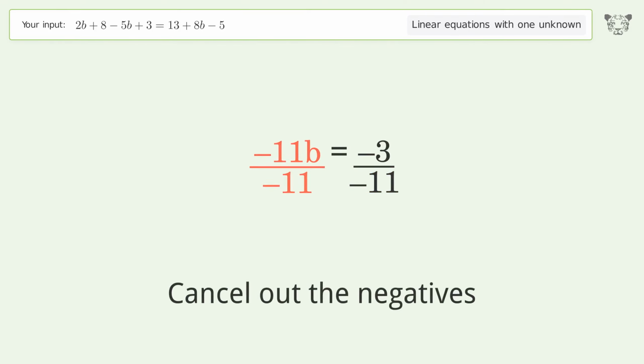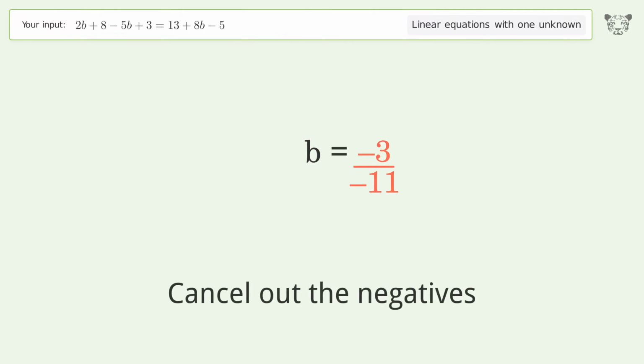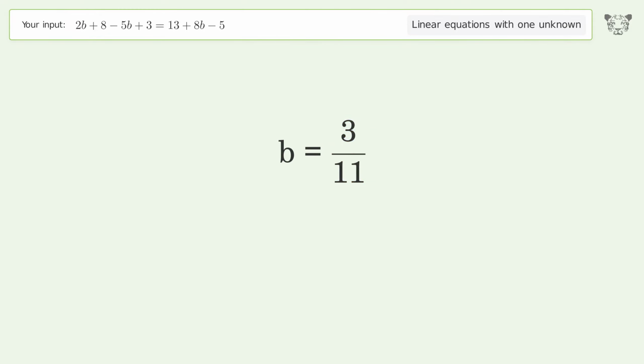Cancel out the negatives. Simplify the fraction. Cancel out the negatives. And so the final result is b equals 3/11.